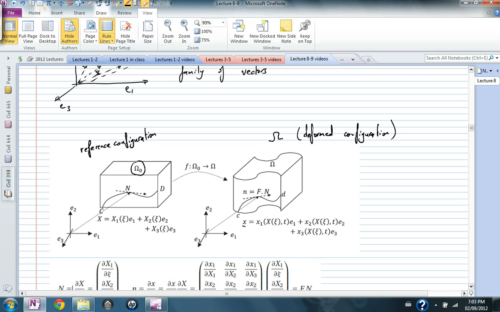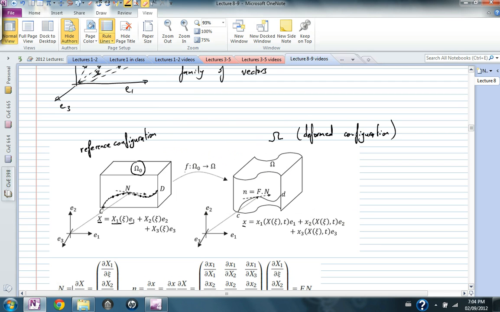If I draw a line, a material curve, on the reference configuration, I can say that this line is described by a one parameter family of vectors. X of xi is equal to X1 as a function of xi in the direction of E1, plus X2 as a function of xi in the direction of E2, plus X3 as a function of xi in the direction of E3. So you give me a value of xi and I tell you the position of the point along this line by giving you the different coordinates of the point, X1, X2, X3, all functions of the variable xi.